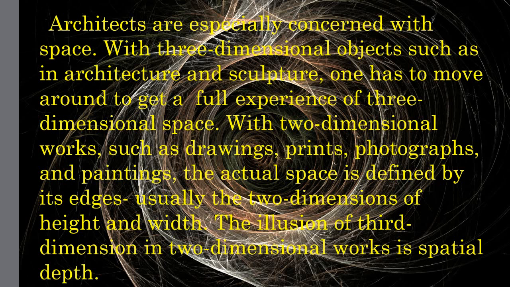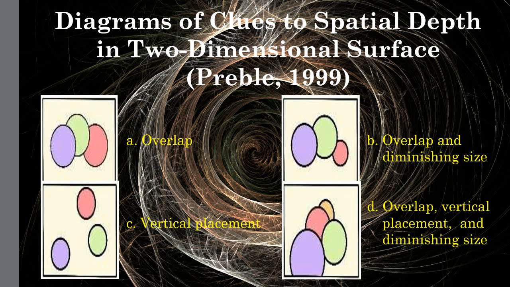With three-dimensional objects such as in architecture and sculpture, one has to move around to get a full experience of three-dimensional space. With two-dimensional works such as drawings, prints, photographs, and paintings, the actual space is defined by its edges, usually the two dimensions of height and width. The illusion of third dimension in two-dimensional works is spatial depth.